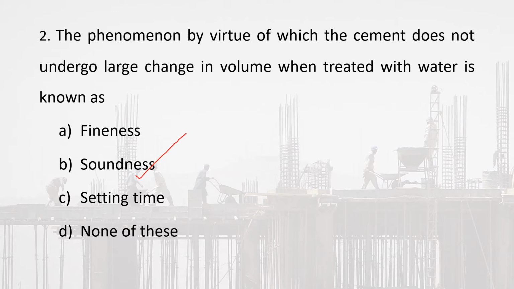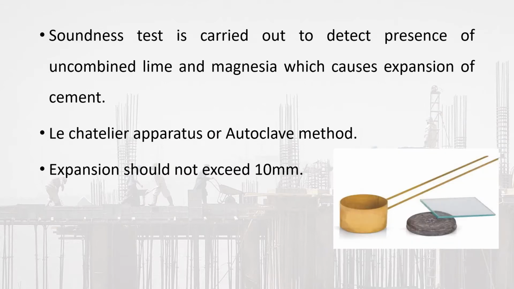Soundness is the property of cement by virtue of which it does not undergo large change in volume when treated with water. The presence of excess lime in cement causes the expansion of cement. So the soundness test is carried out to detect the presence of uncombined lime and magnesia, which cause the expansion of cement. The soundness test is carried out by using Le-Chatelier apparatus or autoclave method. Le-Chatelier apparatus is most common.